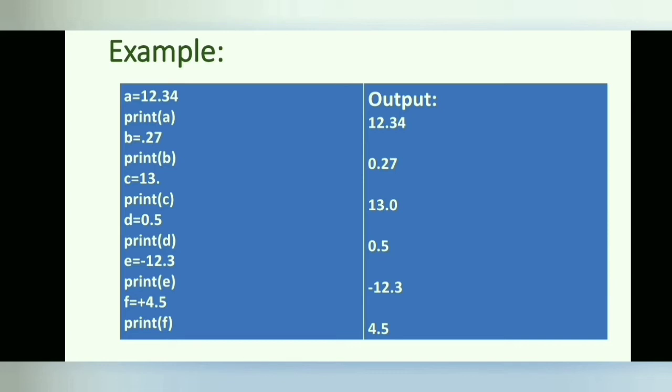13. is assigned to C. Print C. The output will be 13.0. 0.5 is assigned to D. Print D. The output will be 0.5. Minus 12.3 is assigned to E. Print E. The output will be minus 12.3. Plus 4.5 is assigned to F. Print F. The output will be 4.5.